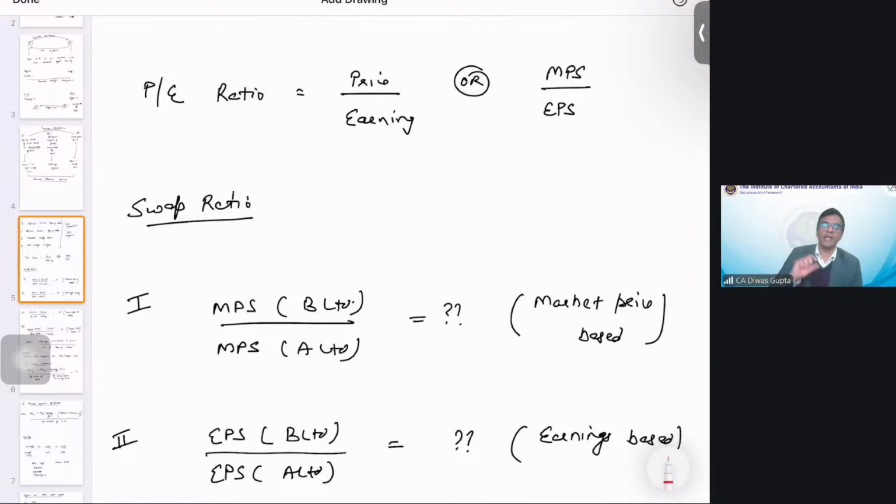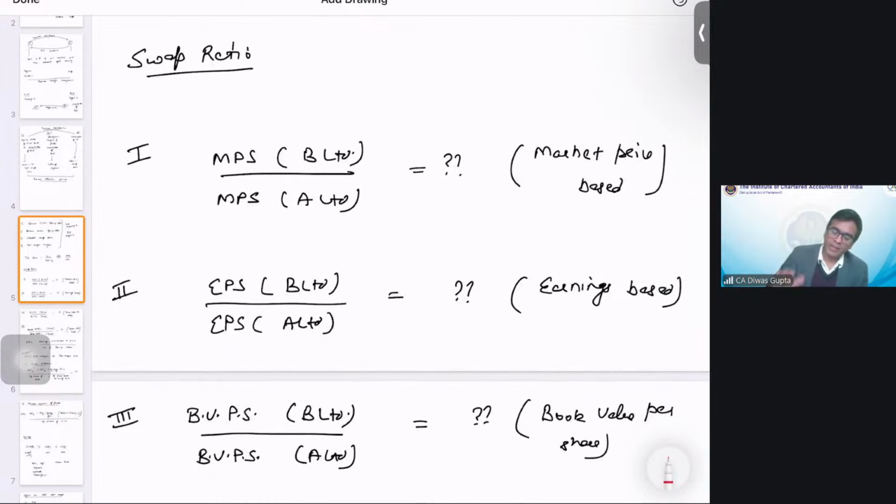So now let's come to the first one, the first understanding is on the price earnings ratio. Price earnings ratio, we all know, students, price divided by earnings, or market price per share divided by the earnings per share. This is called as the PE ratio. Now, in terms of the swap ratio, swap ratio will be calculated based on different metrics as we discussed. So the first one can be market price based, wherein we will take the market price of B Limited divided by the market price of A Limited.